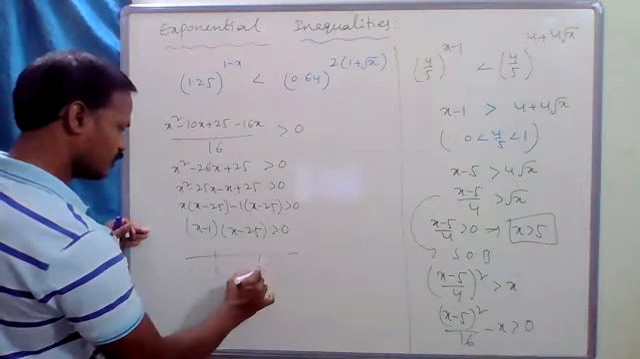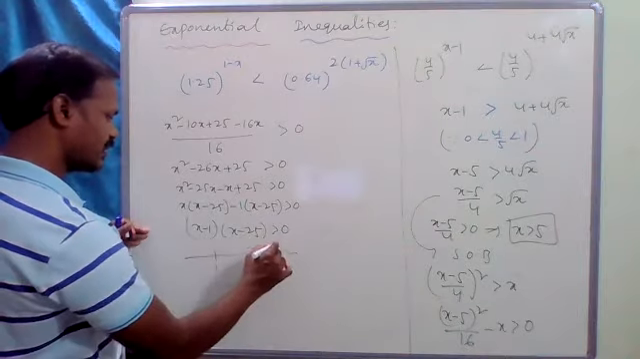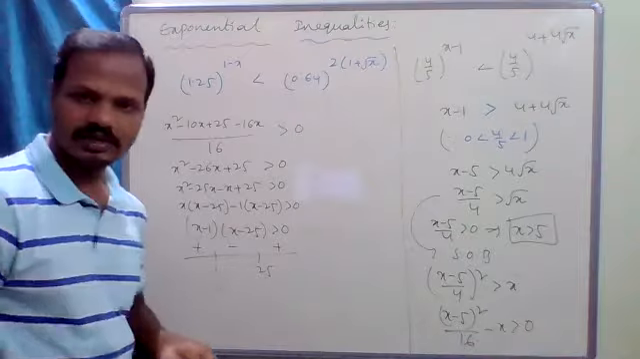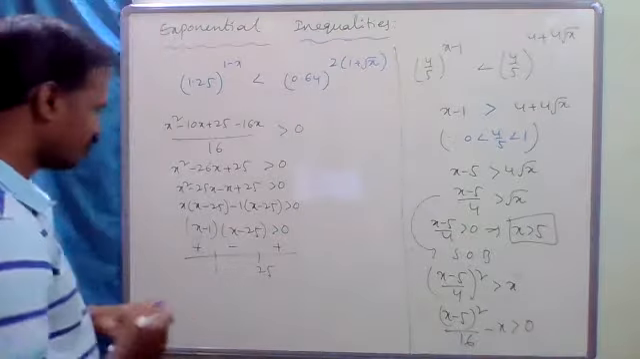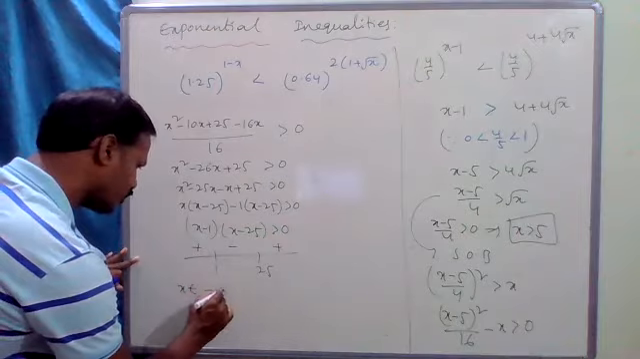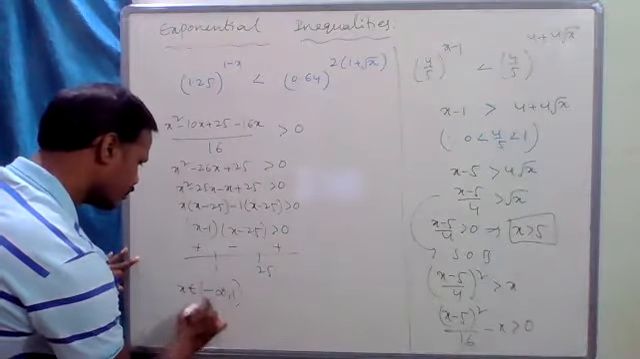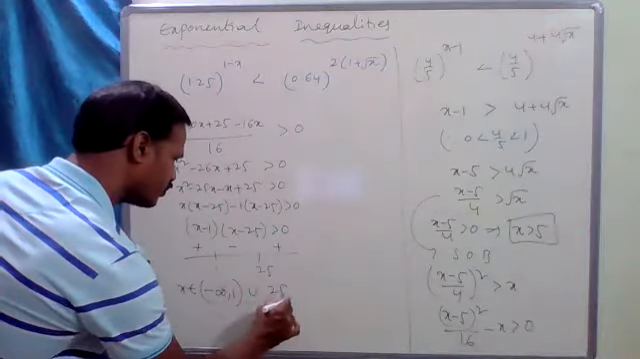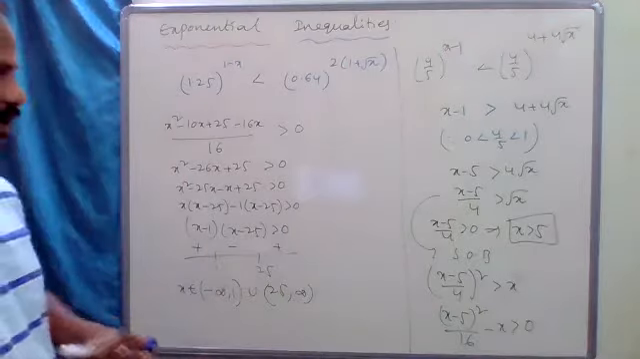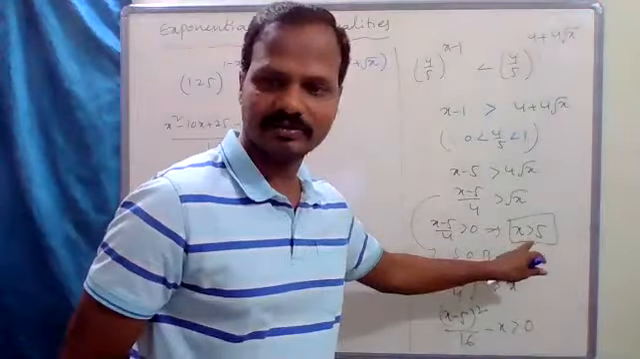So roots 1 and 25, signs plus, minus, plus. Therefore x belongs to minus infinity to 1 union 25 to infinity, because positive. But what about x? x greater than 5.